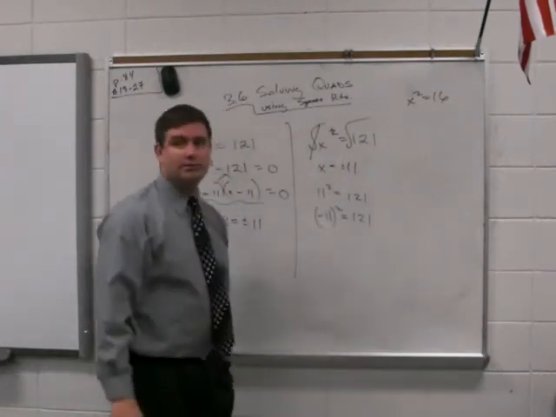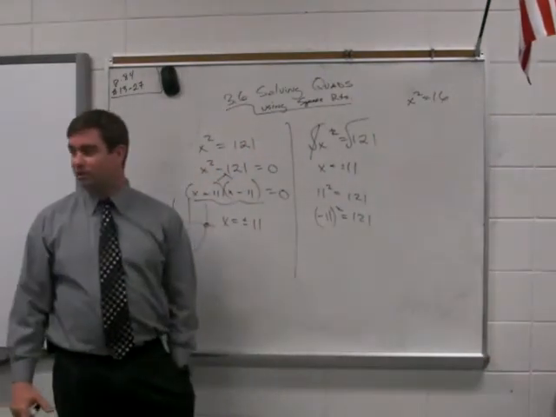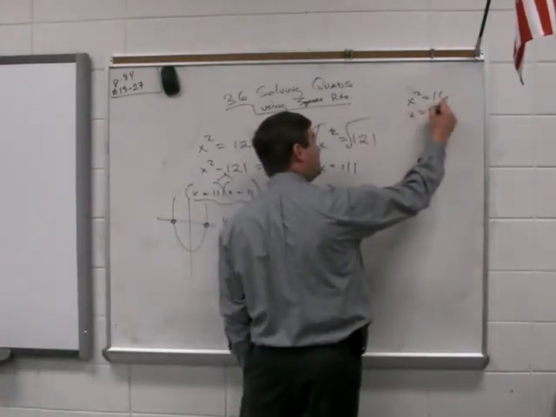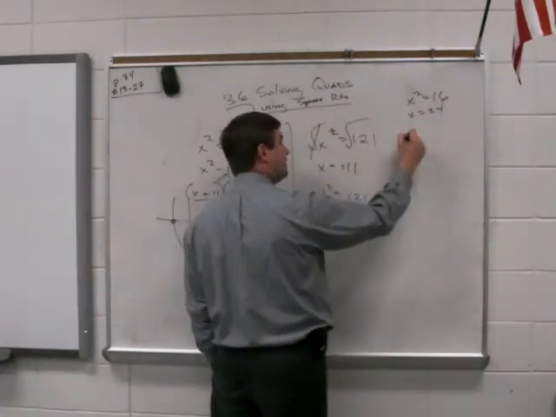What would your answer be here? x equals plus or minus 4. You see how easy that was? You square root both sides, you add the plus or minus, piece of cake. How about this one?